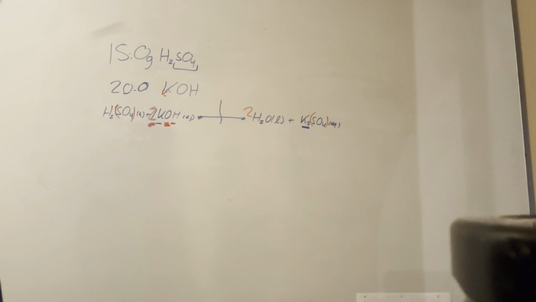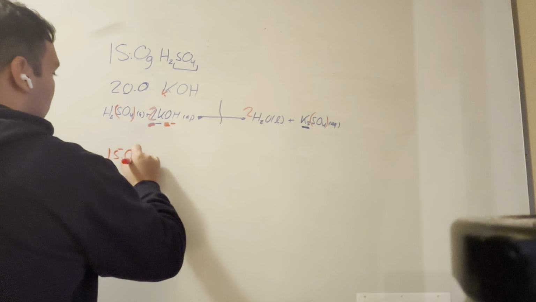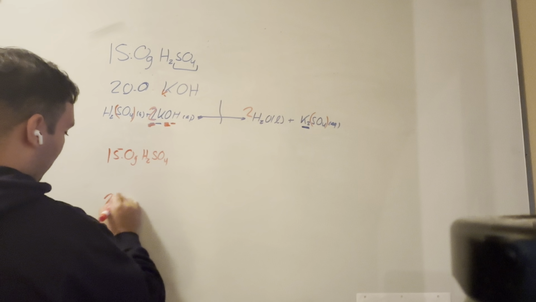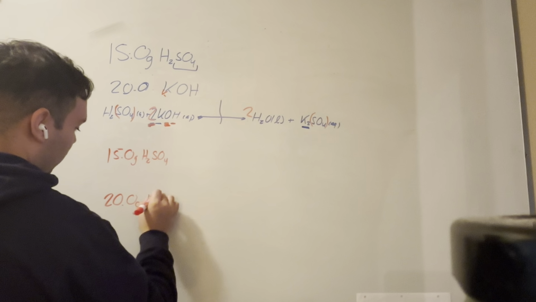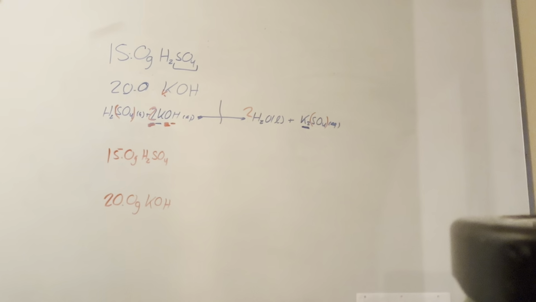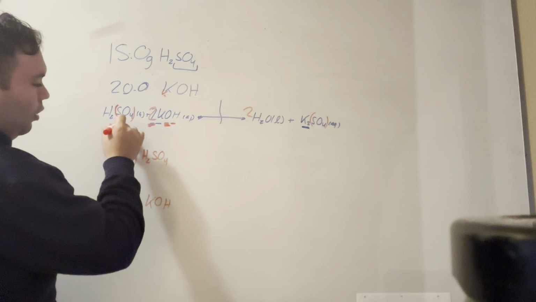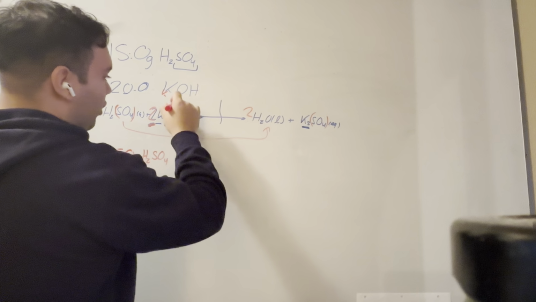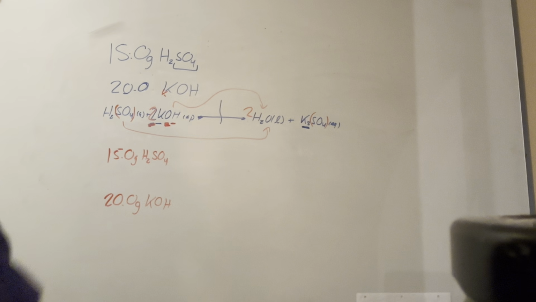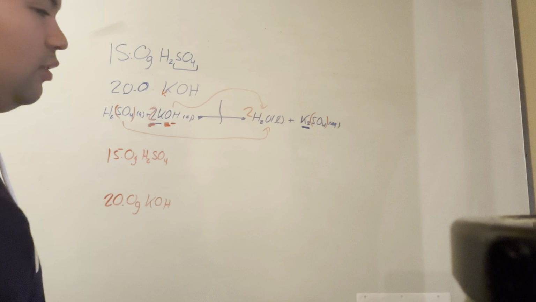How we do that is you give us the grams of stuff that we have, right, like 15 grams of sulfuric acid or 20 grams of KOH. Then we go to the products and pick a product. At this point, any product would be fine because it's not asking you to find a product, just which one's limiting. I would pick water, the easy one, because it's the lowest in molar mass.